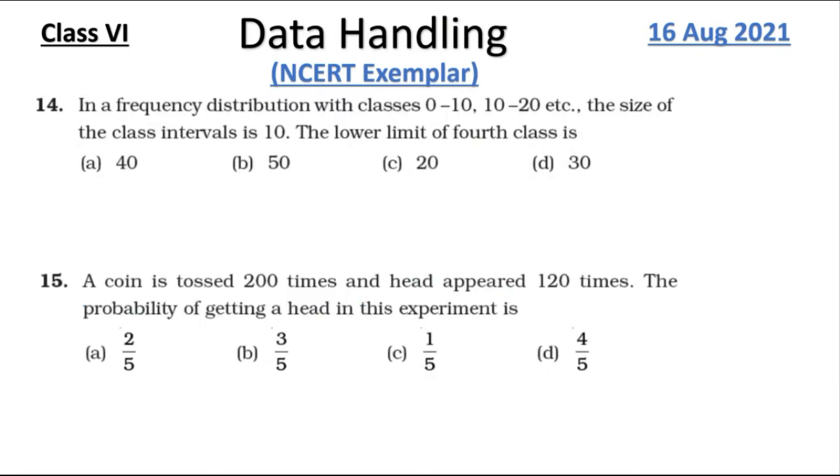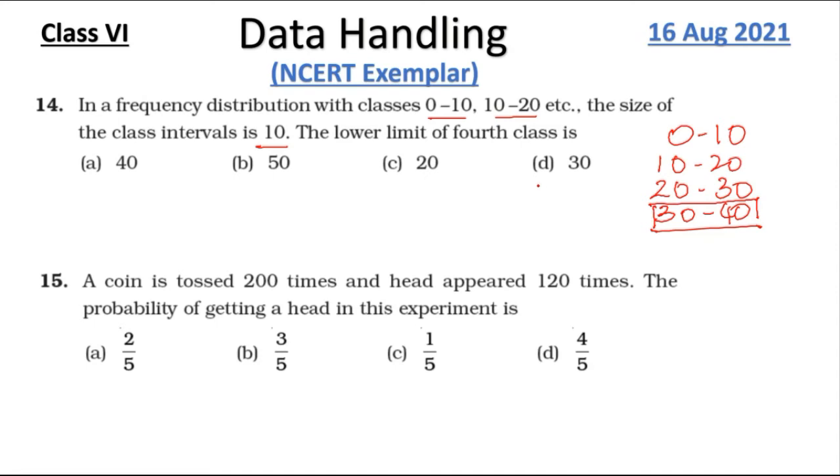Question number 14. In a frequency distribution with classes 0 to 10, 10 to 20, etc., the size of the class interval is 10. The lower limit of the fourth class is, when we continue this, 0 to 10 is the first, 10 to 20 is the second, 20 to 30 is the third, 30 to 40 will be the fourth. So in this, observe the lower limit is 30.